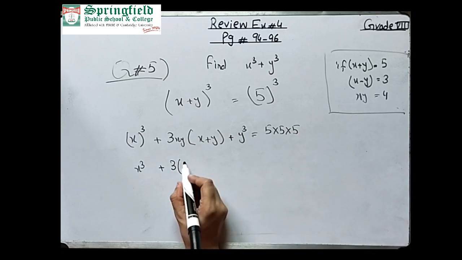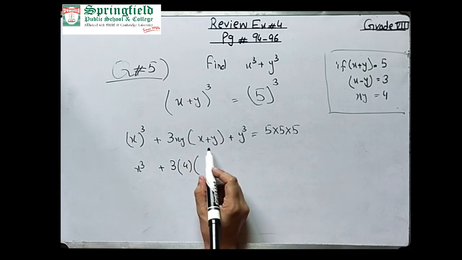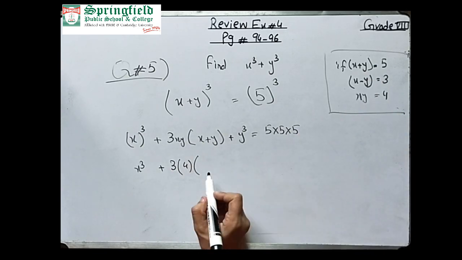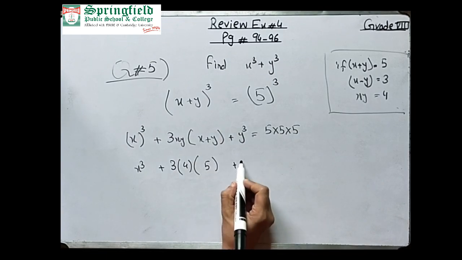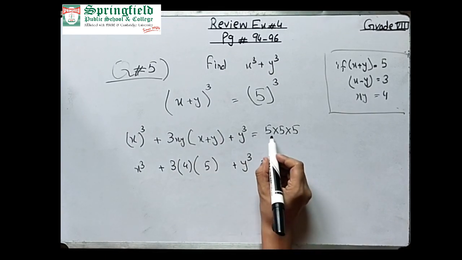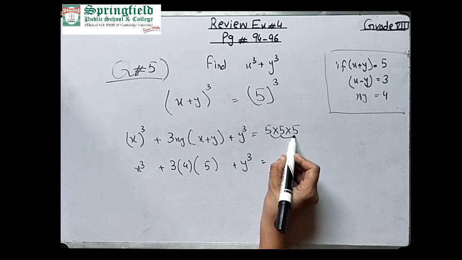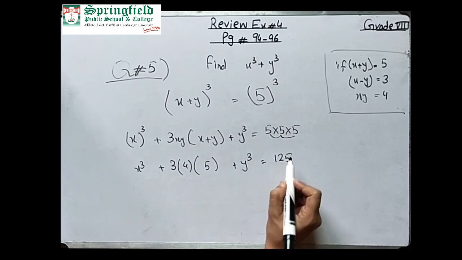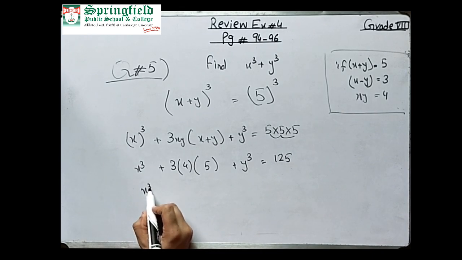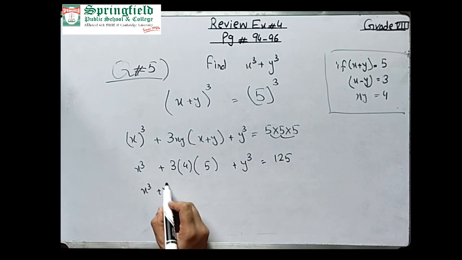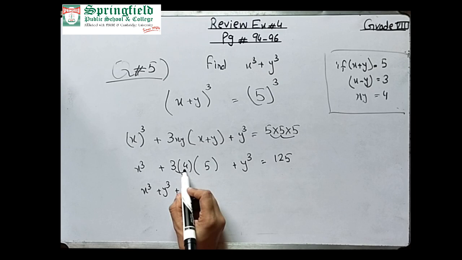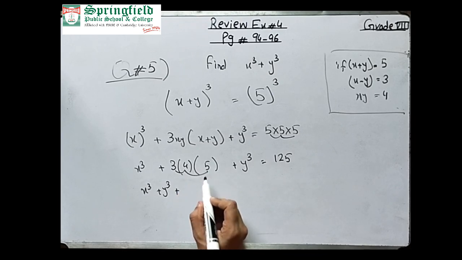3xy, where xy is equal to 4. Put the value of xy and x plus y. x plus y is equal to 5, y cube. 5 multiply 5, 25, 25 multiply 5, 125. Now x cube plus y cube plus 3 fours are 12, 12 multiply 5, 60.